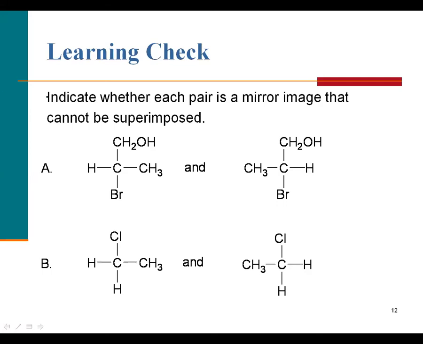So if we look at these, we want to know whether or not each of these pairs is a mirror image that cannot be superimposed. All right. So if we look at the first one, we'll start with, is it chiral or achiral? If we look at this carbon, it has a group here that's different than this group, that's different than this group, and that's different than that group. So this would be chiral, which means this is a non-superimposable mirror image.